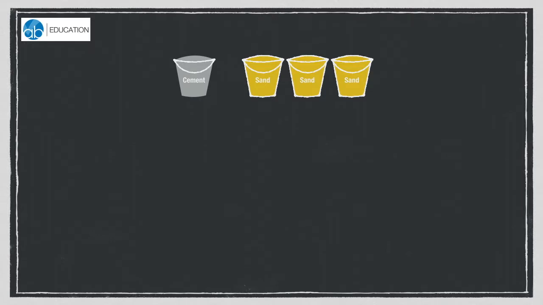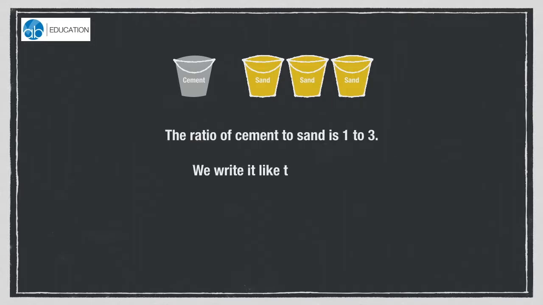We're looking at ratio, starting with an example about mixing 1 bucket full of cement with 3 buckets of sand to make mortar. So we can simply say that the ratio of cement to sand is 1 to 3. We write it like this, with a colon between the 1 and the 3. We may be asked, what is the ratio of sand to cement? That means we have to put the sand first. So the ratio of sand to cement is 3 to 1.